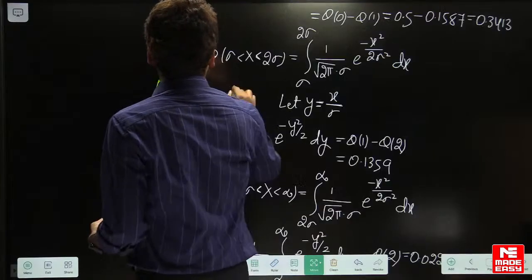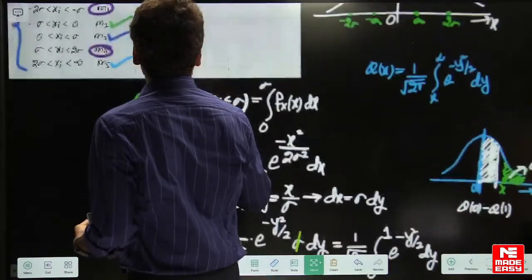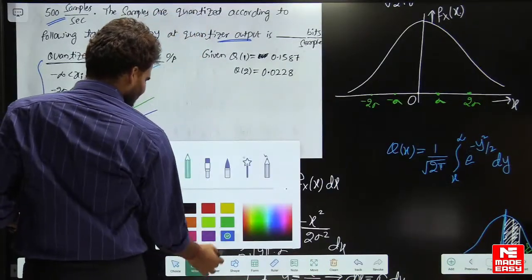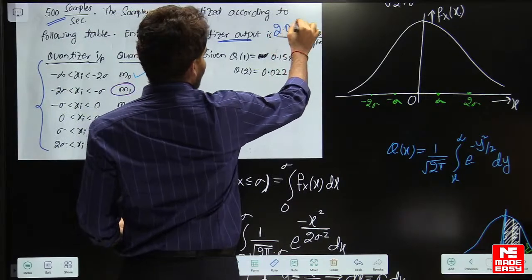It is a NAT, numerical answer type question. So 2.09 will be the correct answer.